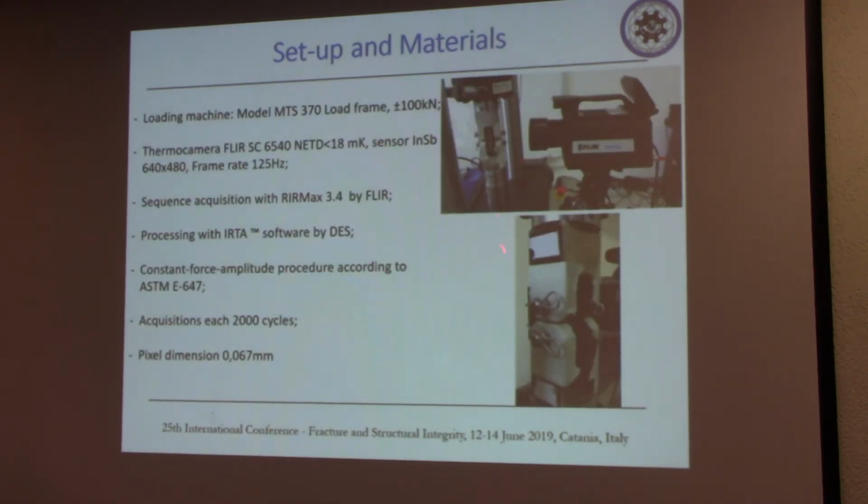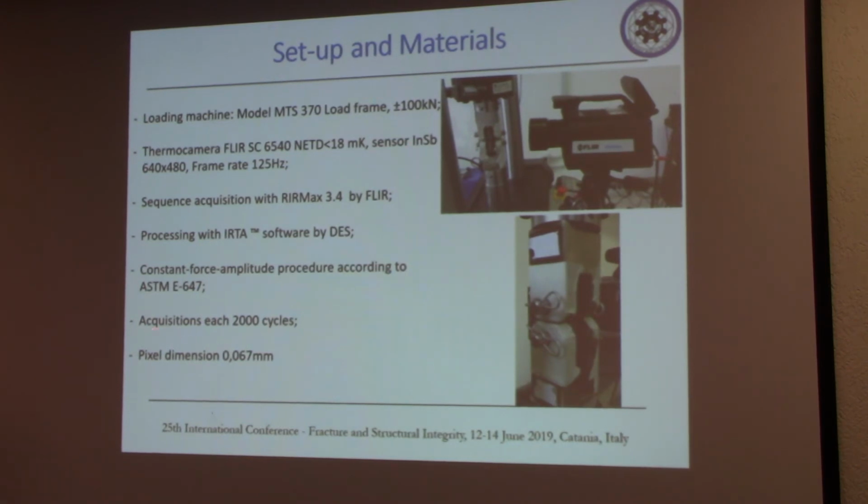This is the setup. We use a loading machine with a capacity of 100 kilonewton. A cooled detector has a sensitivity of about 18 millikelvin and a frame rate of 155 Hz. The sequences were acquired by RIR software and processed with IRT software. The procedure, as just said, has been carried out following the standard ASTM E647.